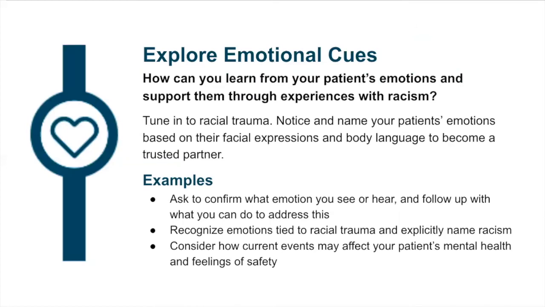Exploring emotional cues looks like tuning into racial trauma, noticing and naming your patient's emotions, while following their lead to become a trusted partner. Specific examples include asking the patient to confirm the emotion you see or hear, following up with what you can do to address it, recognizing emotions tied to racial trauma and explicitly naming racism, and considering how current events may affect your patient's mental health and feelings of safety.